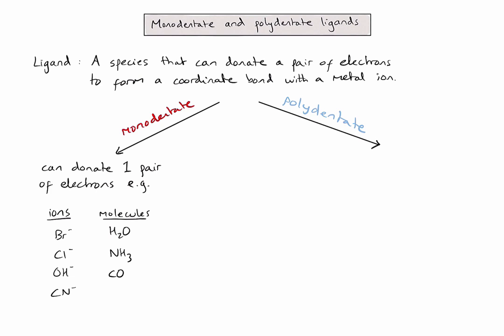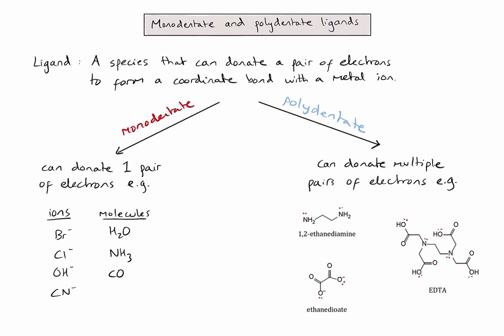Polydentate ligands are ligands that can donate multiple pairs of electrons to form multiple coordinate bonds with a metal ion. These tend to be much larger species, and here are three examples that you might find in the data booklet. I've drawn on the lone pairs of electrons that can be used to form coordinate bonds on each species. So the two on the left, you will see have two pairs of electrons they can donate each. So I could be more specific than polydentate and call these bidentates because they can make two donations.